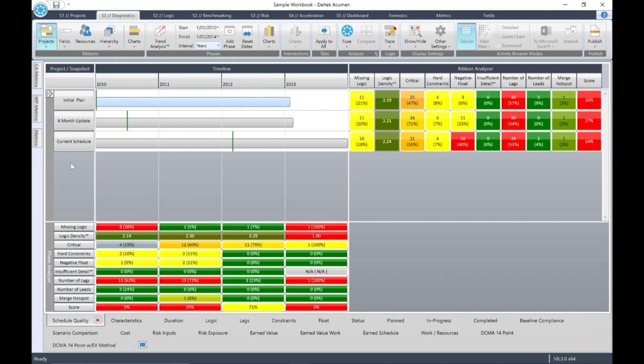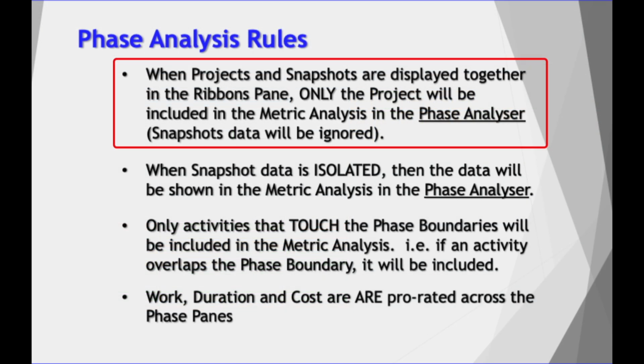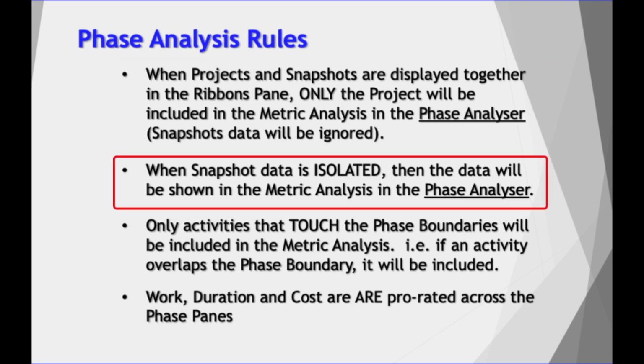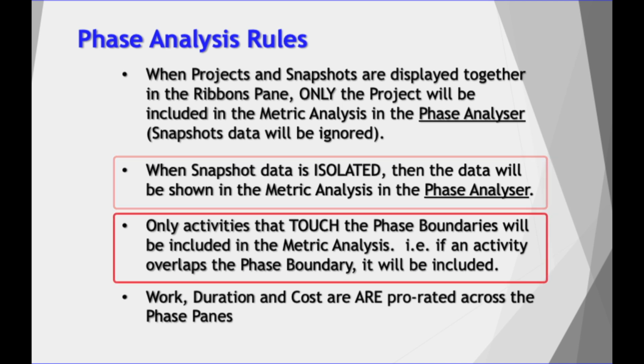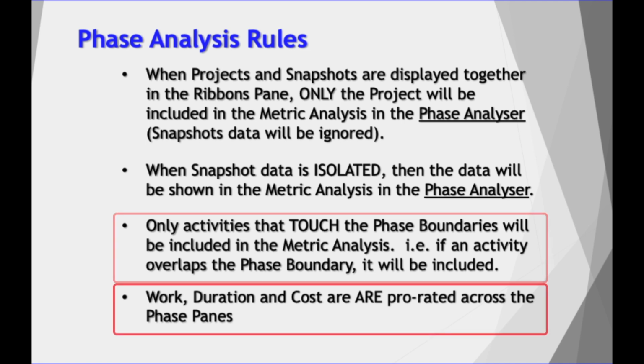Now, when applying phase analysis, there are specific rules that apply. When projects and snapshots are displayed together in the ribbons pane, only the project will be included in the metric analysis. When snapshots are isolated, they will be shown in the metric analysis. Only activities that touch the phase boundaries are included in the metric analysis, and duration, cost and work are prorated across the panes.